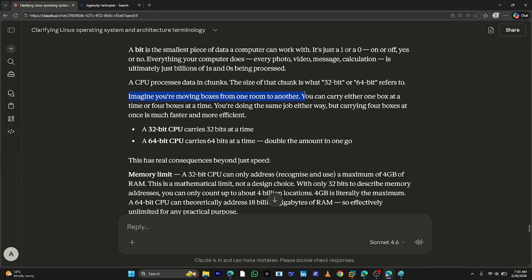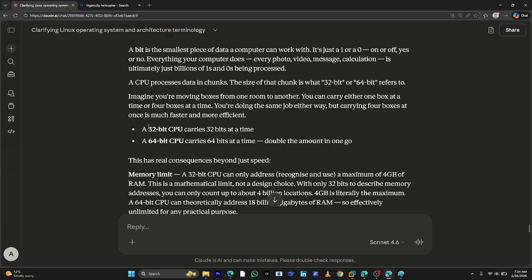It also gave us an example. Imagine you are moving boxes from one room to another, and you can carry either one box or four boxes at a time. You are basically doing the same job, transferring boxes from one room to another, but taking four boxes is faster and more efficient. But for that you need to be strong, because if you are a kid or a small or weak person and the boxes are heavy, you will not be able to carry four boxes at once. So you have to be stronger.